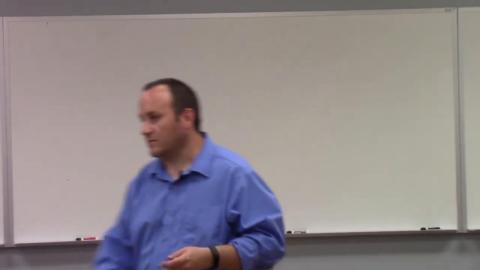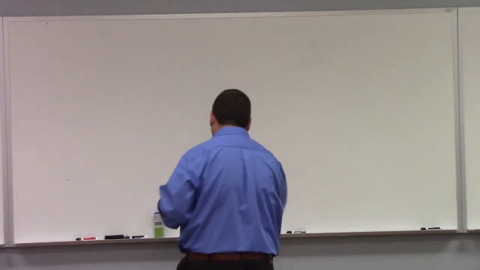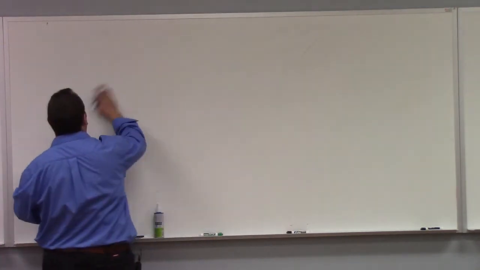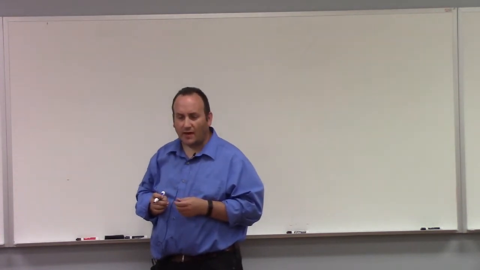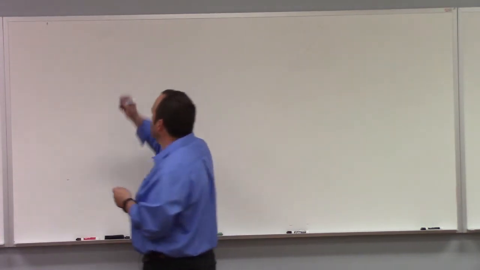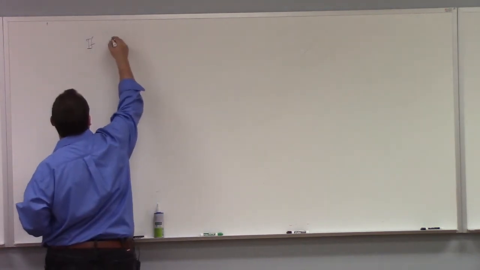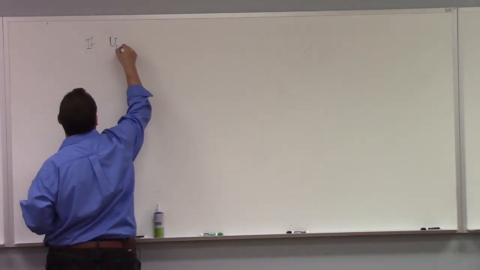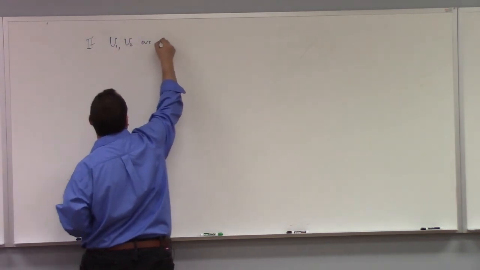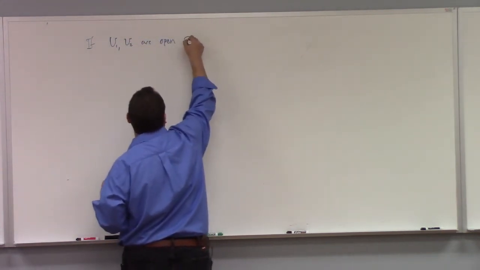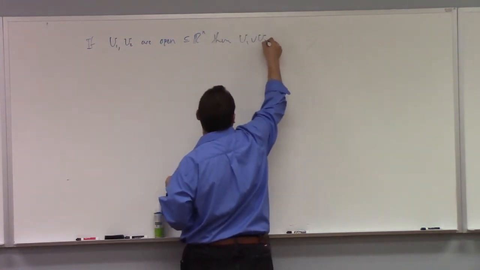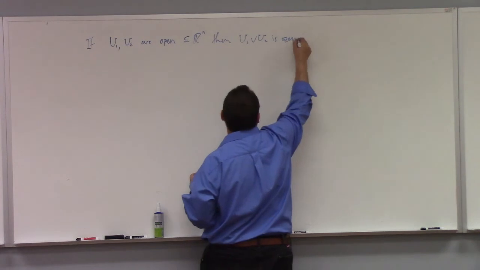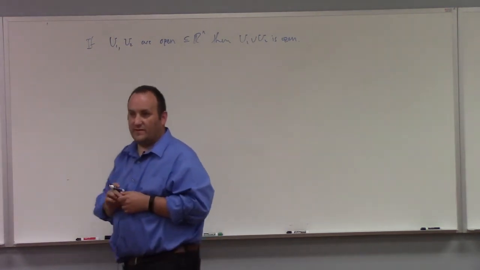So in problem 19, you're given domains D1 and D2, right? Did I ask you guys to prove that the union of open sets is open? I should have done that. That's a good problem. If U1 and U2 are open subsets of Rn, then U1 union U2 is open. It's very silly, right?